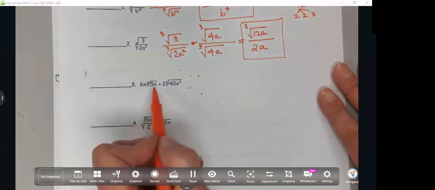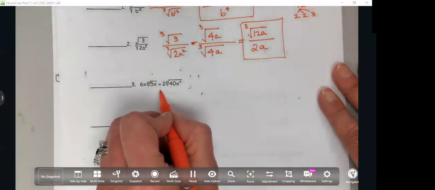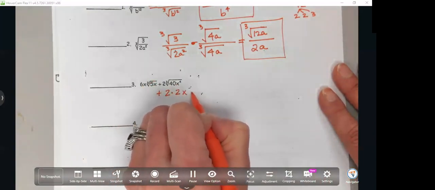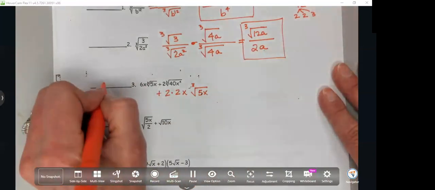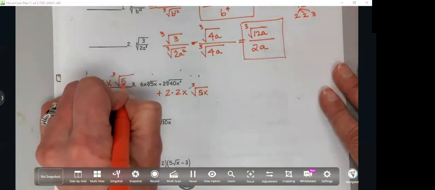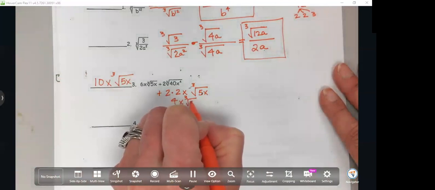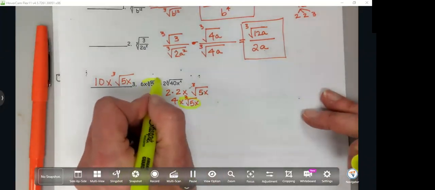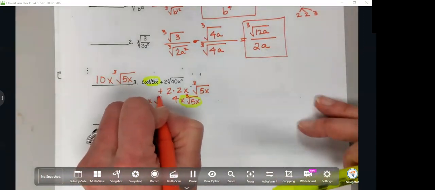Moving on. This, I think we just did this problem. So this is 6x cube root 5x, that stays the same. This we can change to 2 times 2x cube root of 5x. And then we add those together and get 10x cube root 5x. Because 2 times 2 is 4x cube root of 5x. And as you'll see, this and this are exactly the same. So if I wrote all of this down, maybe that'll help you if you're struggling to see.